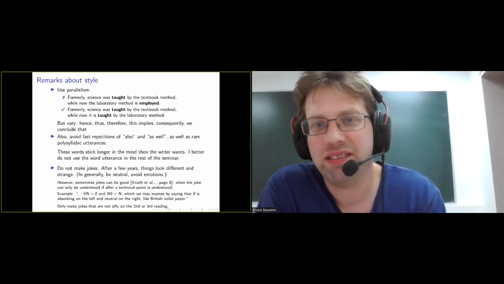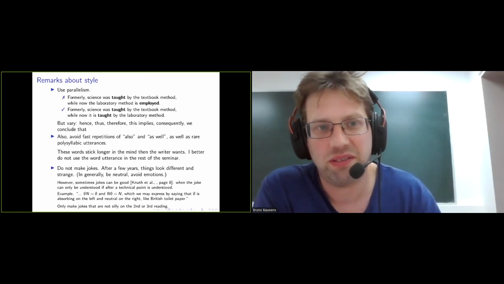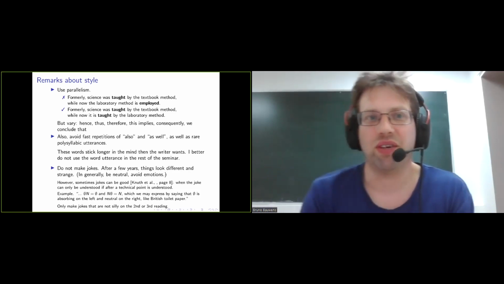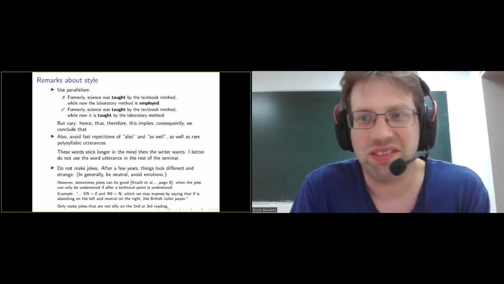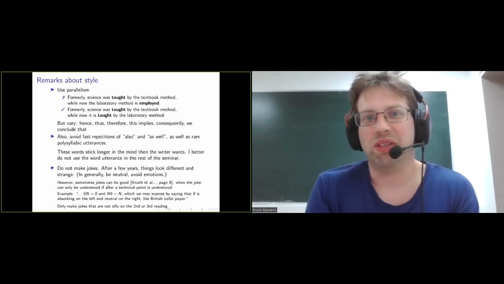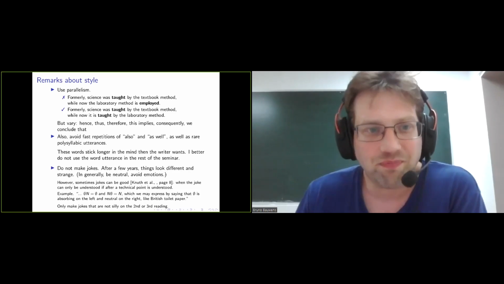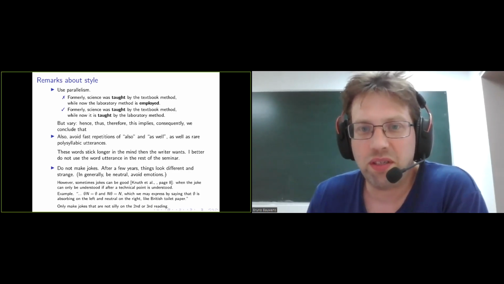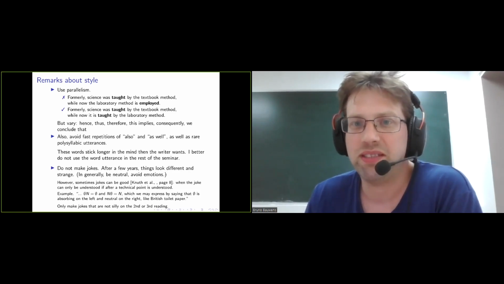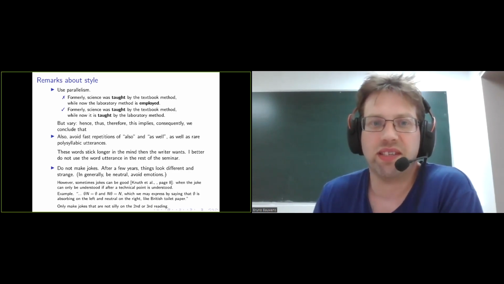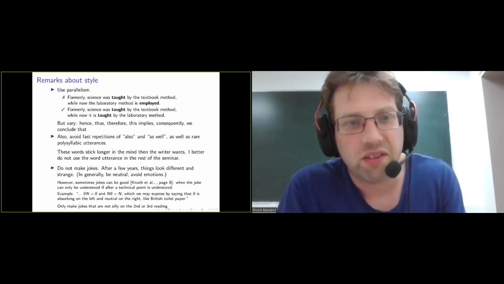So then there is parallelism. You should say the same things in a similar way so that the reader understands the analogy. Parallelism can conflict with negation. Sometimes you want to do things in parallel, but then suddenly a negation appears somewhere and then you use many negations. Okay, then there are sticky words like "also" and "as well." If you use them many times, it's a very unpleasant feeling. So also avoid fast repetitions of "also" and "as well" and of rare polysyllabic utterances.